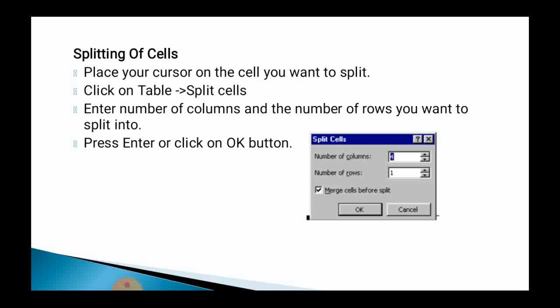Once you select that, a dialog box like this will be displayed. You have to give the number of columns and the number of rows. The particular cell where your cursor is placed will be split into the number of columns and the number of rows you mention here. Then finally give okay, so that your selected cell will be split into the number of columns and rows you have mentioned.